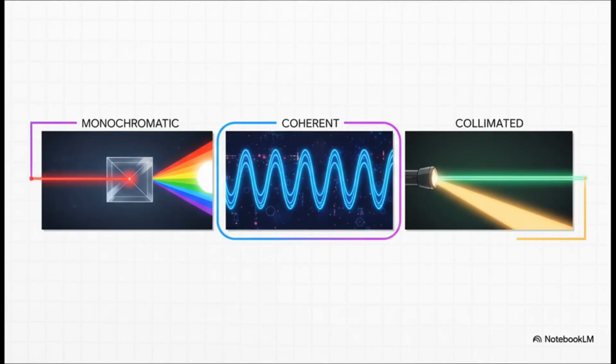Okay, so let's lock these 3 in, because they are guaranteed to be on your test. Monochromatic, one color. Coherent, all the waves are in perfect sync. And collimated, it's a tight, parallel beam. These 3 superpowers aren't just cool physics concepts. They're literally the reason a laser is so precise and effective in the clinic.